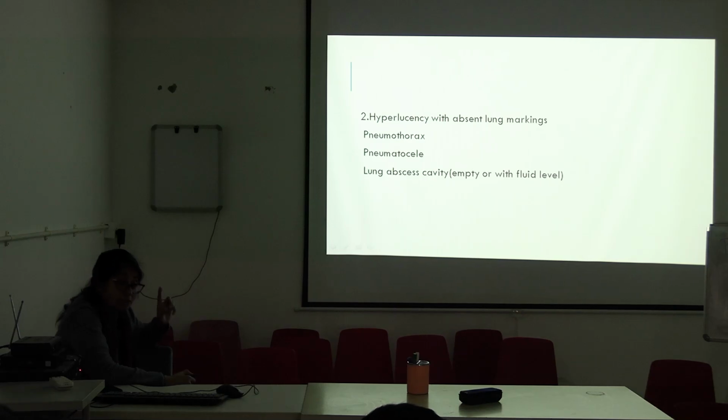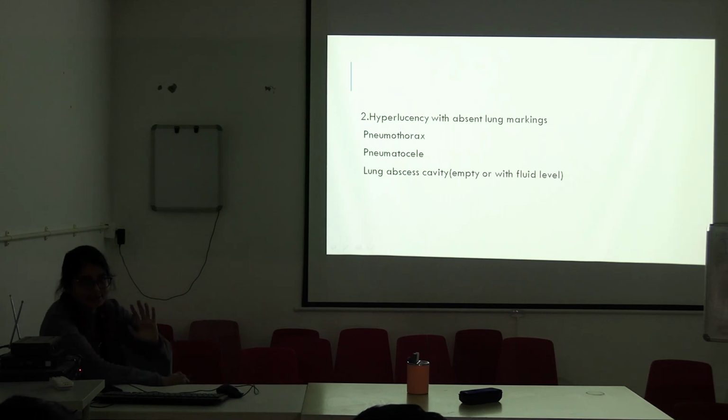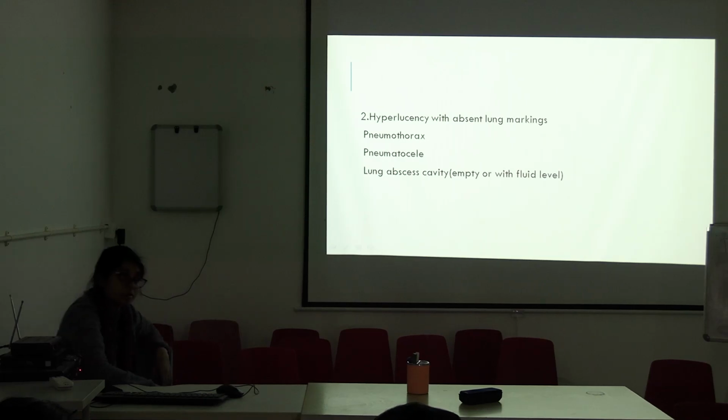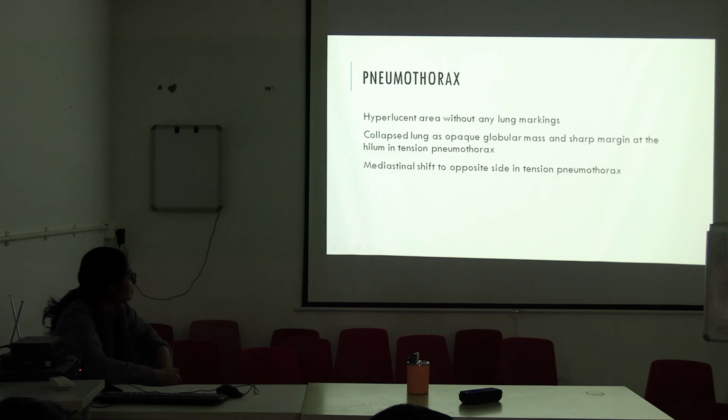Now, but in those cases, lung markings will be present. But if you see there is hyperlucency, but there is no lung markings, that means what? Lung has collapsed. That's why I am not able to see any lung marking. I am only seeing black. So what are those conditions? Pneumothorax, pneumatocoele, lung abscess cavity. The abscess cavity can be empty or it can have a fluid level. Understood? Because inside the pneumothorax there is no lung tissue. The lung has collapsed and gone to the side, right? And pneumatocoele and lung abscess cavity.